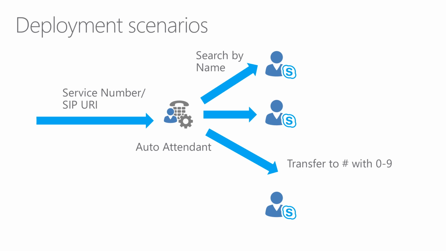So looking at these deployment scenarios, an auto attendant will basically have a SIP URI assigned to it, and optionally also a service number. People can search by name. We will send them to an agent, or they can be transferred to an operator or transferred to someone with DTMF.